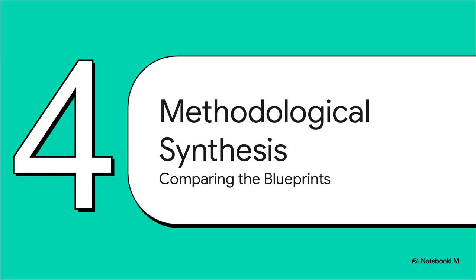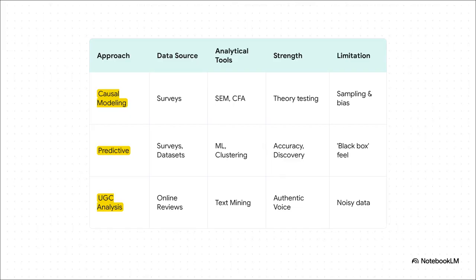All right, so let's pull back for a second and look at all three of these blueprints side by side. It's time to synthesize what we've learned and get that big picture view of how modern research really gets done. When you lay it all out like this, you can really see the whole landscape. It's like a spectrum of different research philosophies. On one end, you've got the super structured, theory-testing power of causal modeling that relies on surveys. In the middle, you have the more practical, action-focused world of predictive and segmentation models. And then, all the way on the other end, you have the exploratory, discovery-driven analysis of user-generated content.